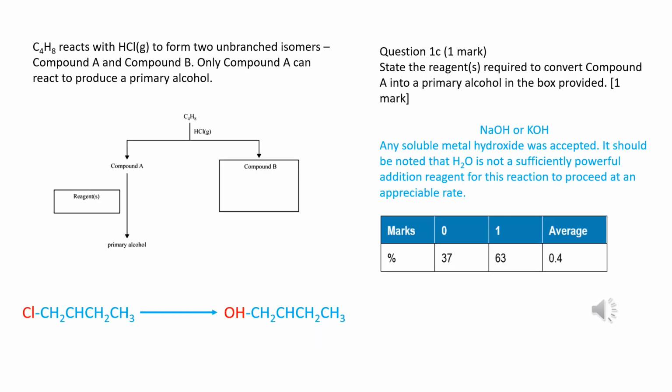Hydroxide ions can substitute chlorine to produce primary alcohol. So, please write any soluble metal hydroxide, such as sodium hydroxide, potassium hydroxide, or lithium hydroxide. Water is not an acceptable answer because it is not a sufficiently powerful reagent for this reaction to proceed at an appreciable rate.